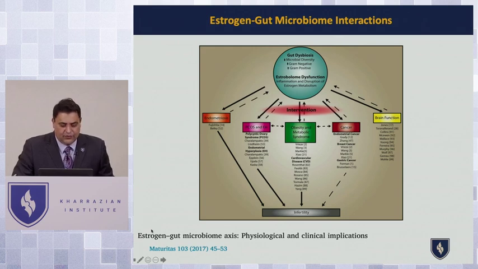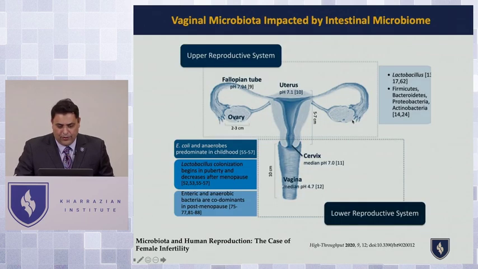The title of this paper was Estrogen Gut Microbiome, Physiological and Clinical Applications. If you want to read more about them in detail, you can check out that paper in your course notes. And what they find is also that the bacteria that colonize the gut have an impact on pH, again, the vagina, the cervix, the fallopian tubes, and the healthier the gut microbiome is, the healthier these reproductive tissues are in a female. So that's very important.